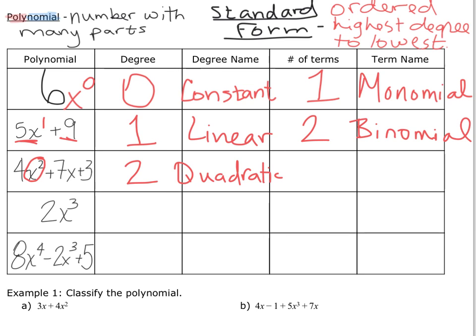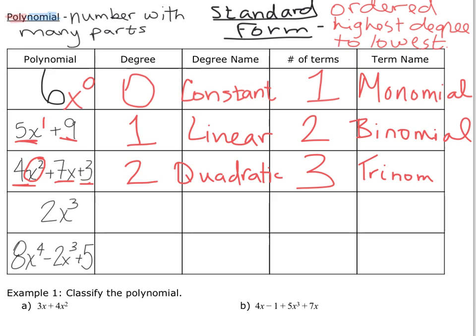All right, Miss Robin, can you help me with this next part? How many terms does this polynomial have? So how many parts does it have? Perfect. It's got 3 parts. So they're like a trinomial. Perfect. Trinomial. Exactly. So we're going to call this a trinomial.